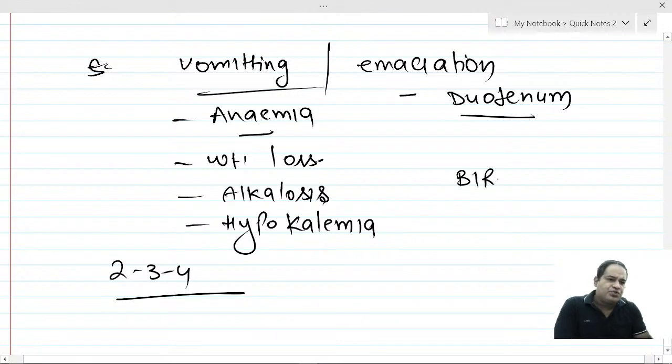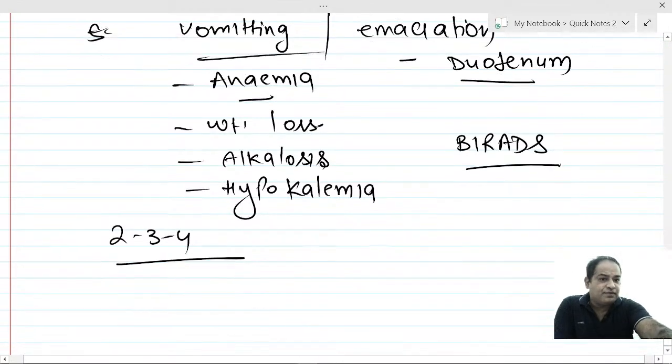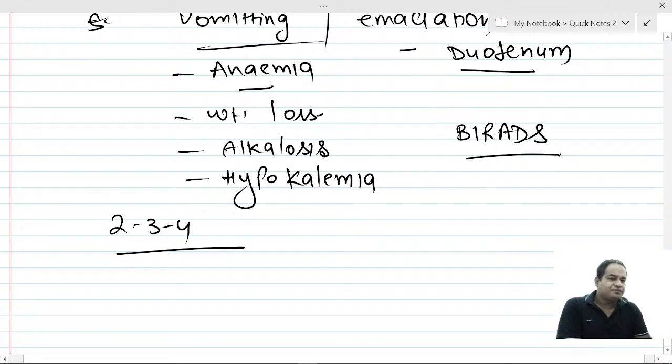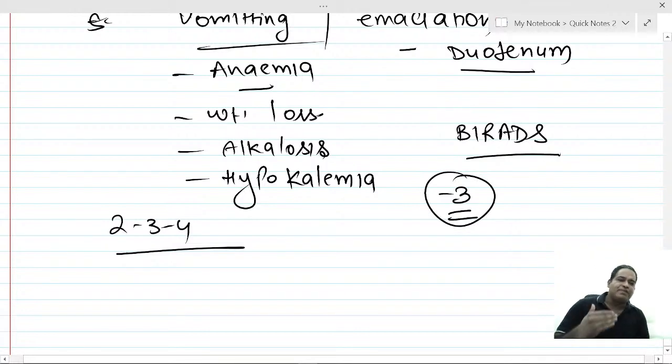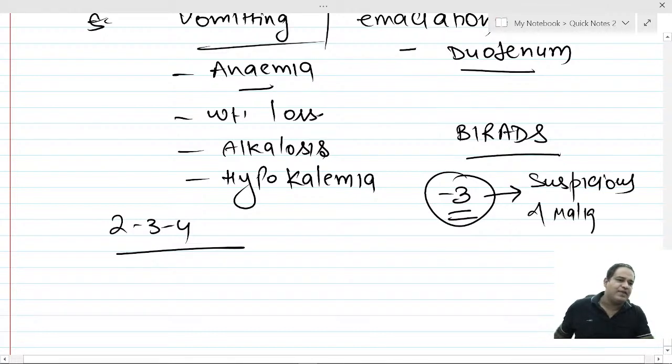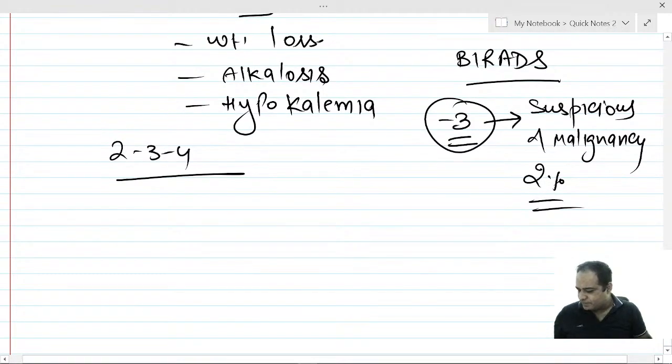Only thing is, you should remember BIRADS. BIRADS 3. Teen tigada, kam bigada. At 3, the suspicion of malignancy starts, though it is only 2%. But the suspicion is still there. The other one is not important.